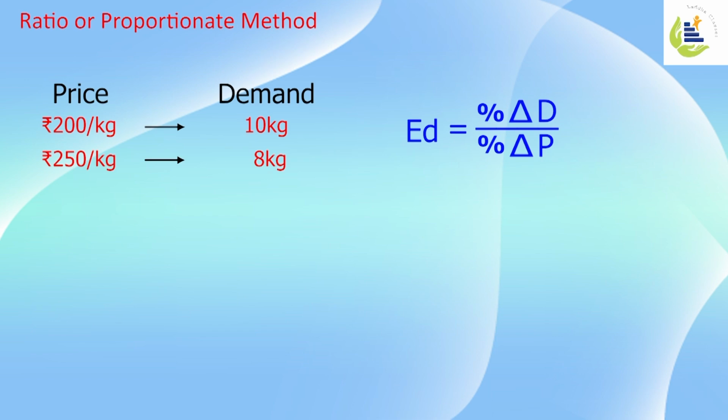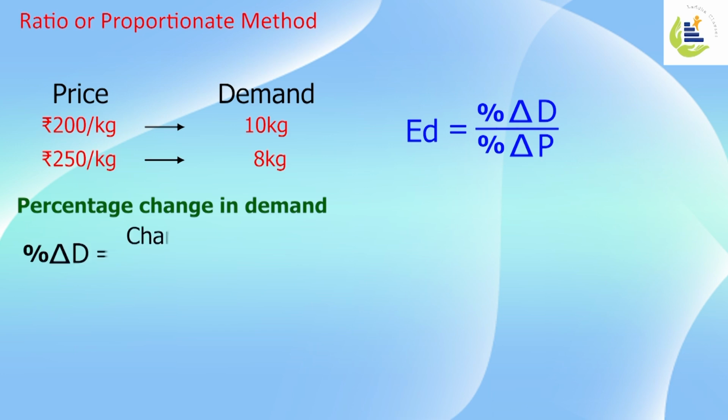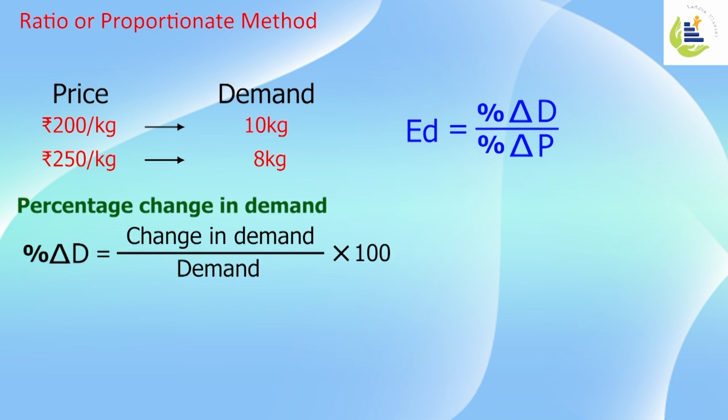So let us first calculate percentage change in demand. Earlier demand was 10 kg, now it went to 8 kg. So change in demand is how much? Percentage change in demand is change in demand over original demand into 100. So it is 10 minus 8 over 10 into 100. It turns out to be 20%. So demand changes by 20%.